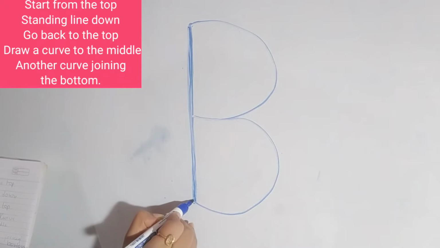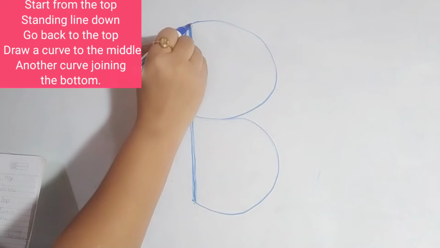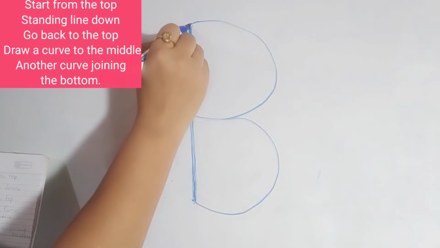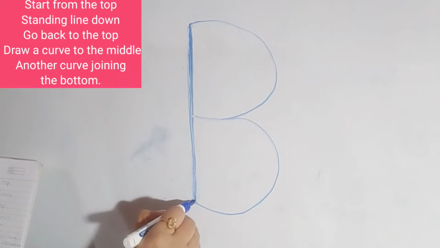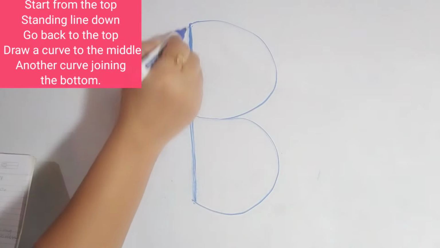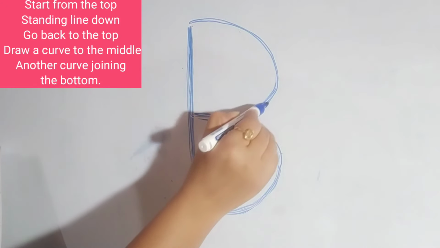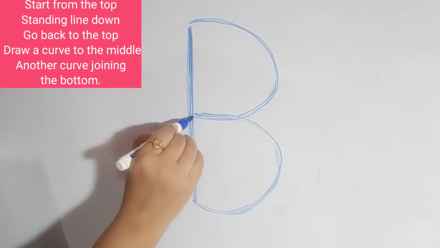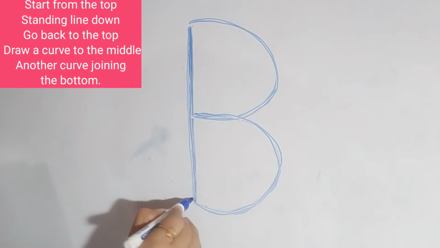Let's repeat. Start from the top. Standing line down. Go back to the top. Draw a curve to the middle. Another curve joining the bottom. Simple. So children, have you all enjoyed today's class?